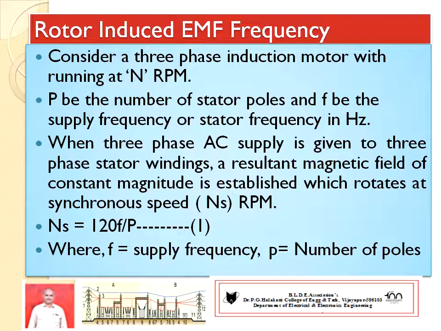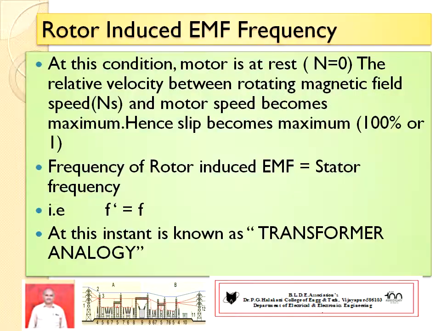When 3-phase AC supply is given to the 3-phase stator windings, a resultant magnetic field of constant magnitude is developed, which rotates at synchronous speed over the rotor conductors. The synchronous speed is given by Ns equal to 120 F by P. Call this equation number 1. At this condition, the motor has not started yet, it is at rest, that is n equal to 0. Hence, the relative velocity between the rotating magnetic field speed Ns and the actual speed of the motor, that is Ns minus n, becomes maximum because n is 0. Hence, maximum slip is developed, that is 100% slip, or in fractional value, S equal to 1.